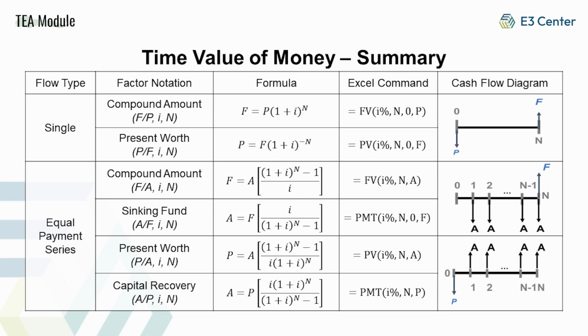So we have reached a summary slide for this section on the time value of money. As we have just explored, understanding these financial factors and formulas is very important for evaluating investments and financial decisions in engineering economics. This table summarizes the key factors we have just covered, each with the formula and the corresponding Excel command for practical application. The cash flow diagrams on the right visually represent how each factor operates over time.